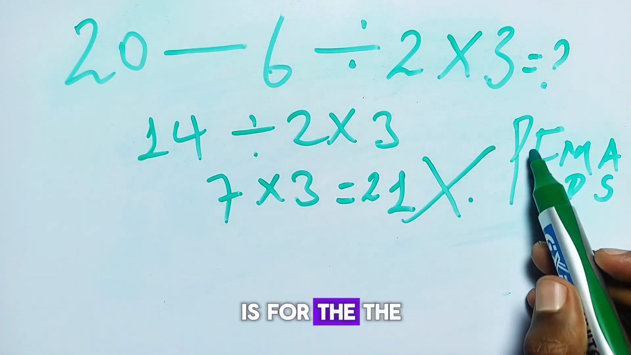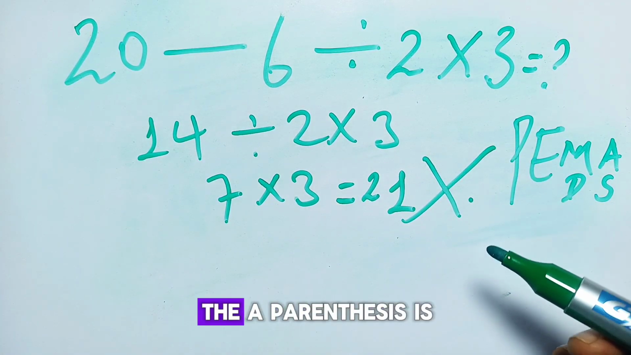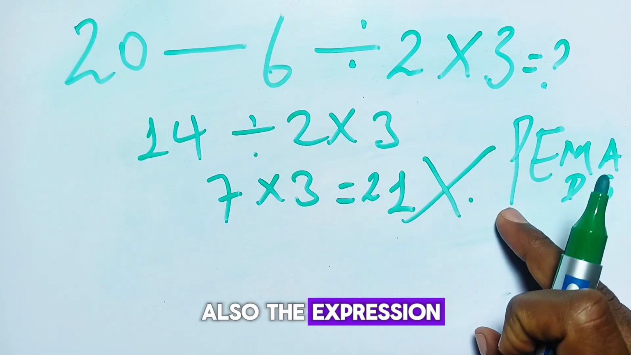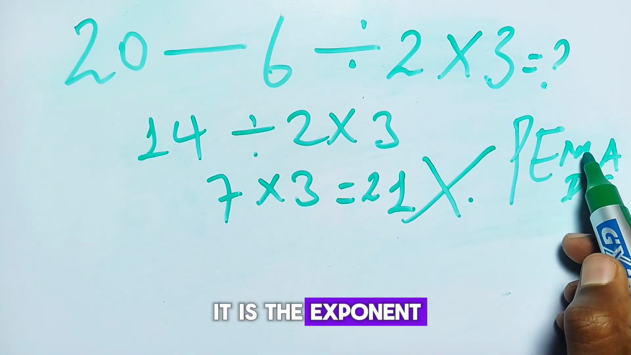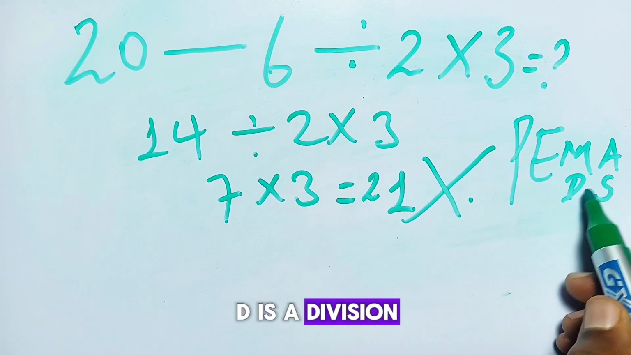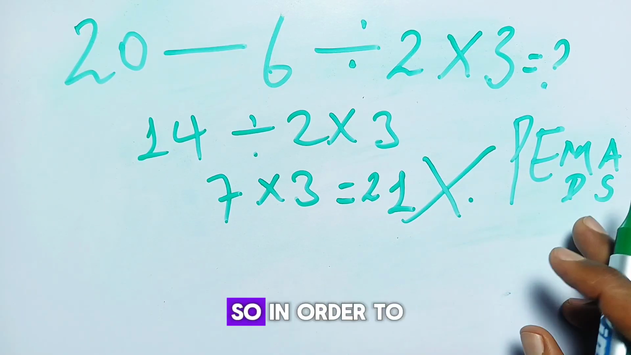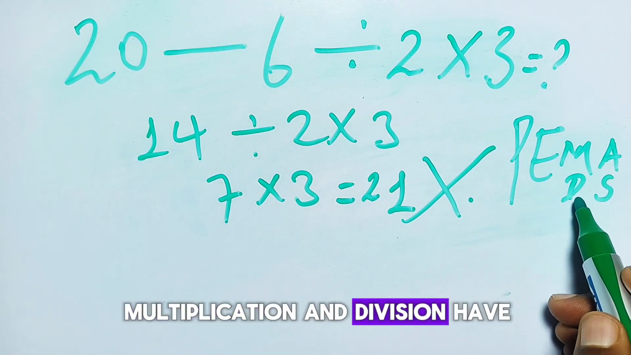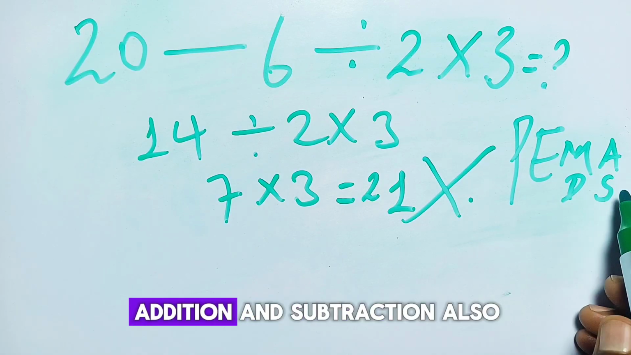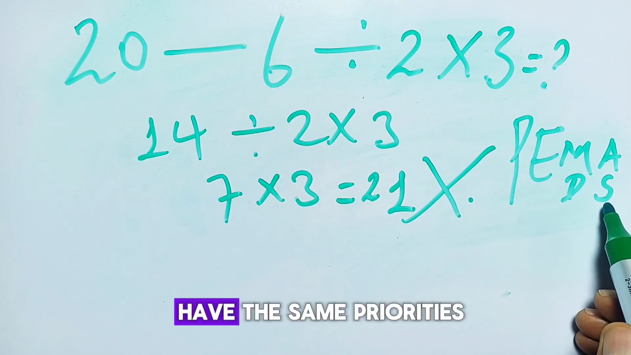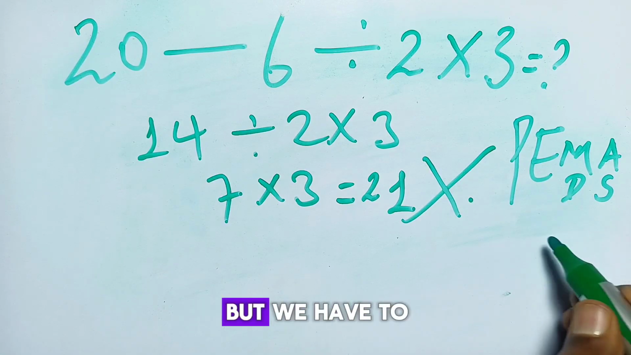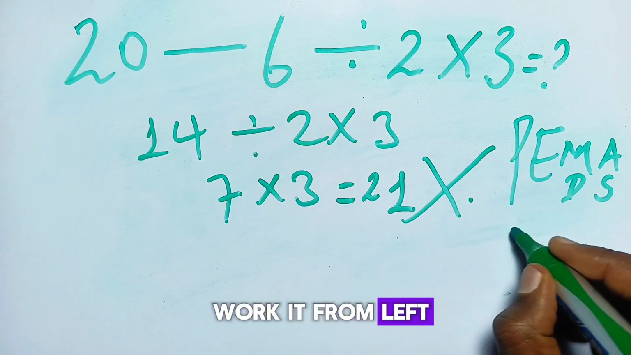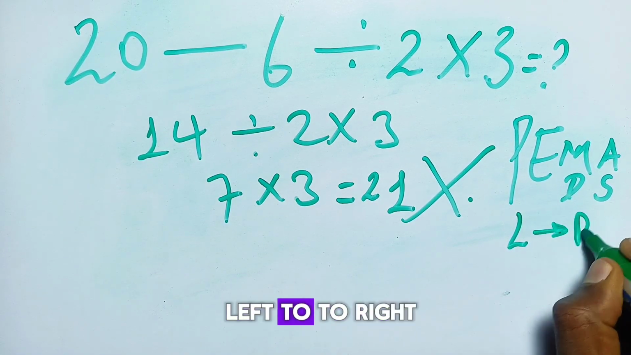P stands for the parenthesis, or the expression that is inside the bracket. E is the exponent, M is the multiplication, D is the division, then addition and subtraction. So in order to solve such math operations, multiplication and division have the same priority. Addition and subtraction also have the same priority, but we have to work from left to right.